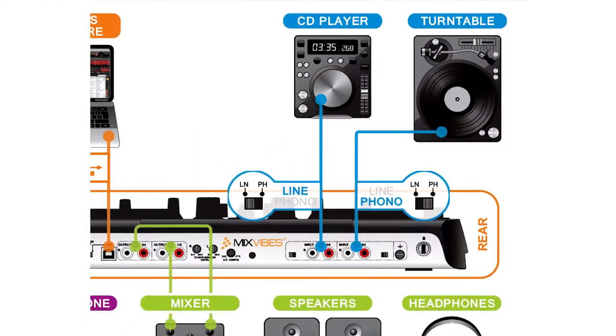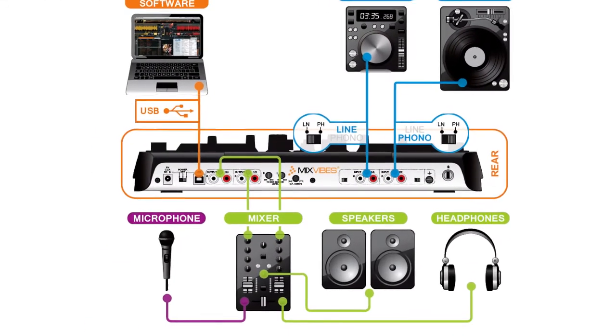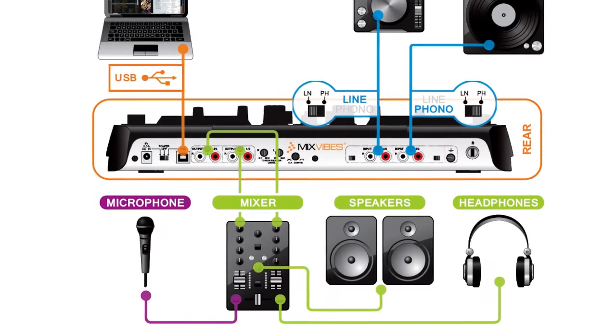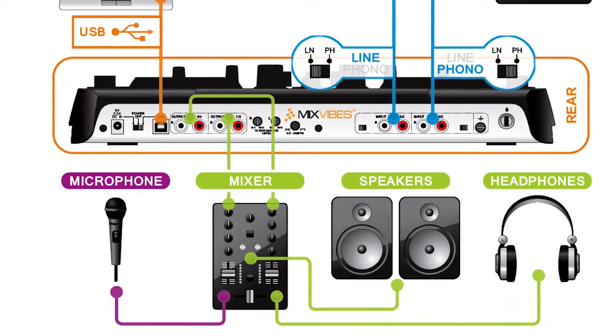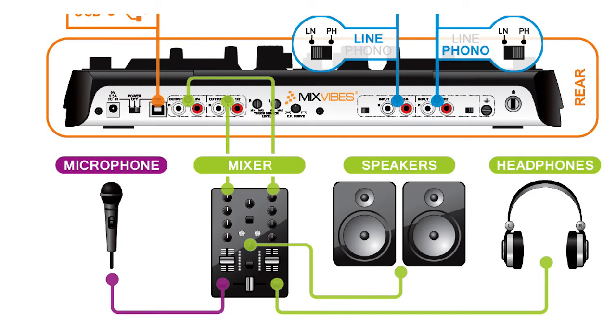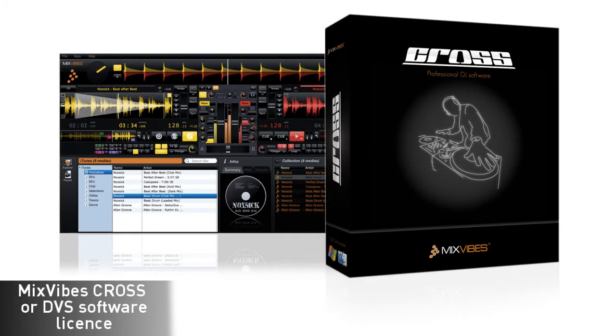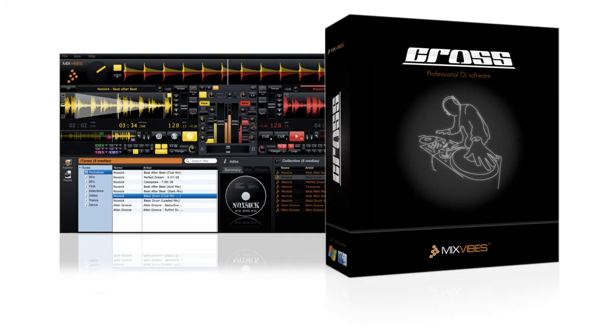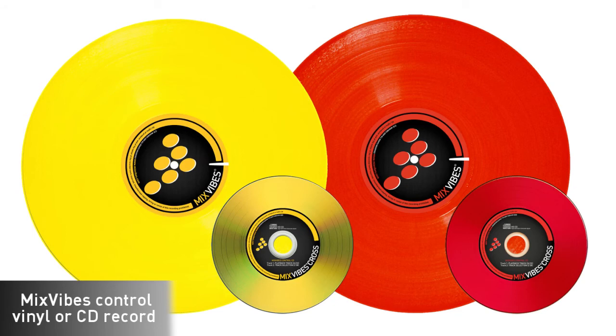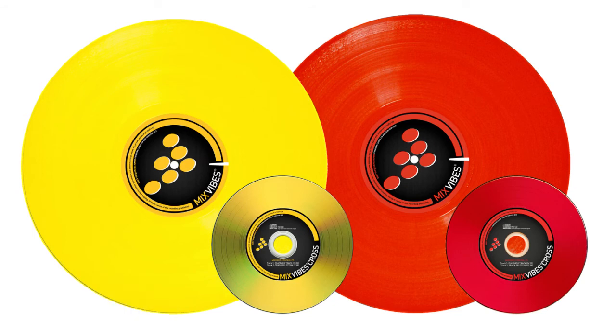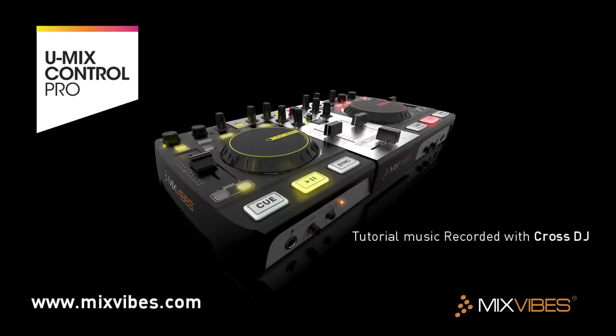Using DVS with Cross. UMix Control Pro allows you to control your tracks via DVS. This allows you to control your tracks through Mixvibes time-coded vinyls or CDs. To enjoy this functionality with UMix Control Pro, you need Mixvibes Cross or Mixvibes DVS softwares, and Mixvibes time-coded vinyls or CDs. For more information, go to www.mixvibes.com.